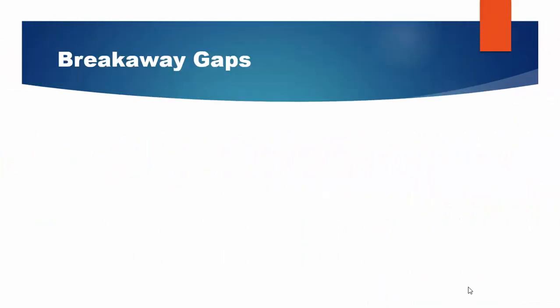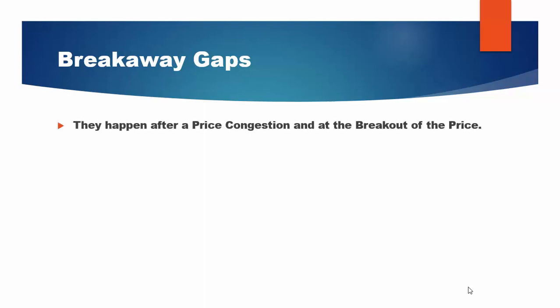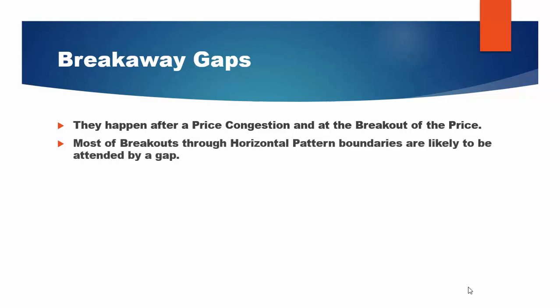The next important gaps are breakaway gaps. These gaps happen after price congestion and at the breakout of the price, so they can easily be detected. Most breakouts through horizontal pattern boundaries are likely to be attended by a gap, like for example the breakout of a right angle triangle or the breakout of rectangles.